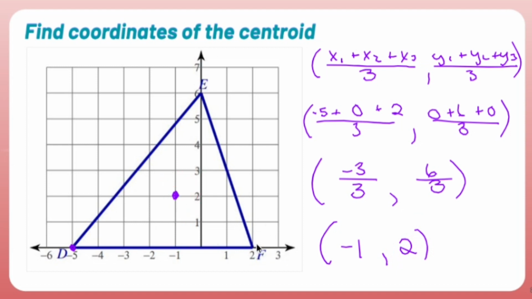As you can see, again, it's found by connecting all of the midpoints to their opposite angles. Midpoint, opposite angle, midpoint, opposite angle. Right in the middle there is your centroid. There you have it.